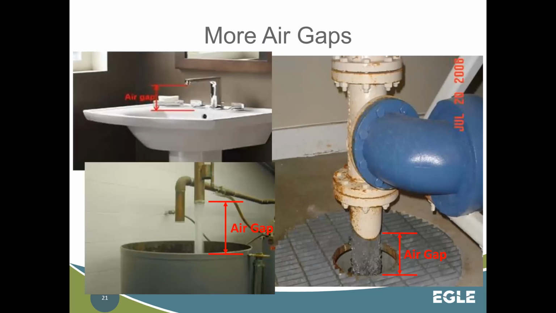So here's some examples of air gaps. Sinks are typically an air gap, all right? They have to be over the flood rim by at least 2 inches, or at least 2 times the diameter over the flood rim of the sink, in quotes. Here's an air gap in like a day tank for chemical feed. As you can see, it's being filled. There's a big air gap there.